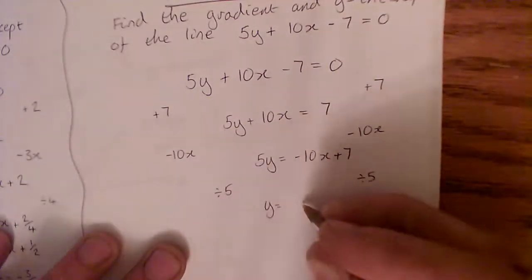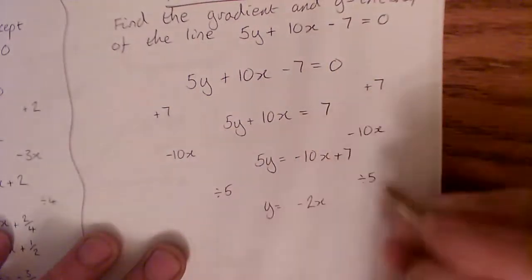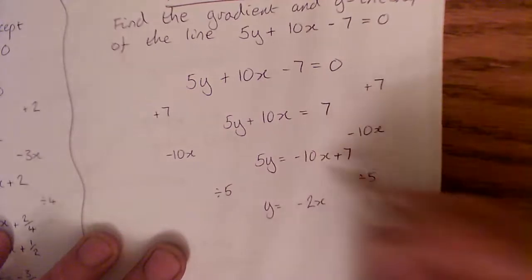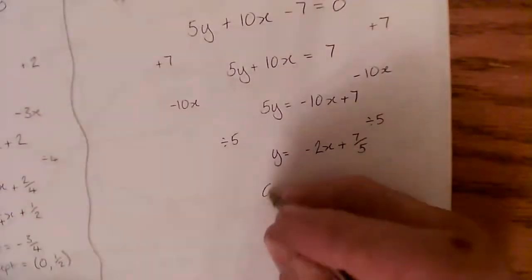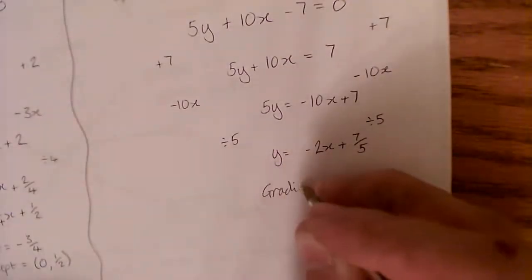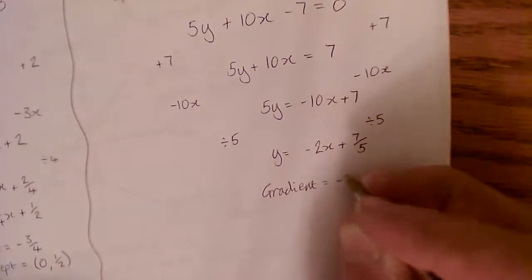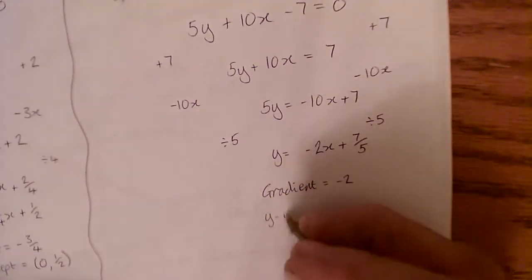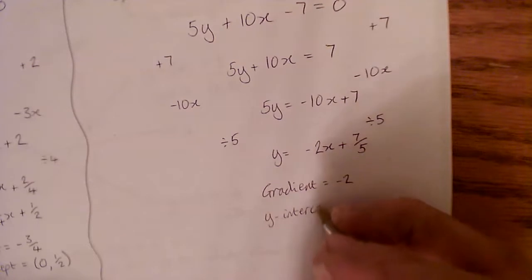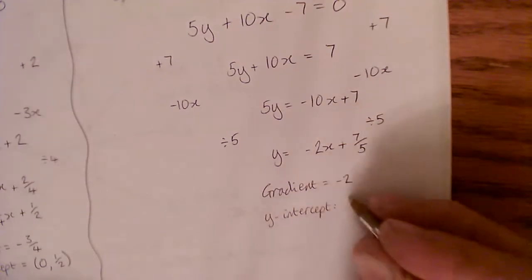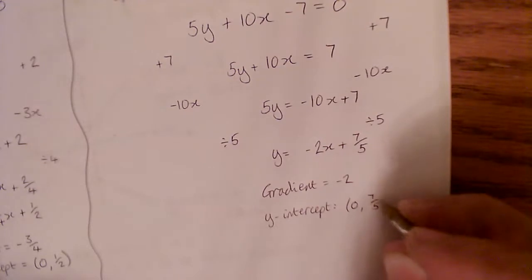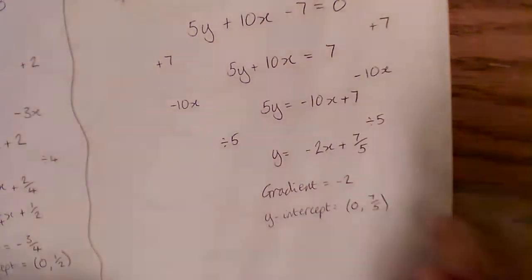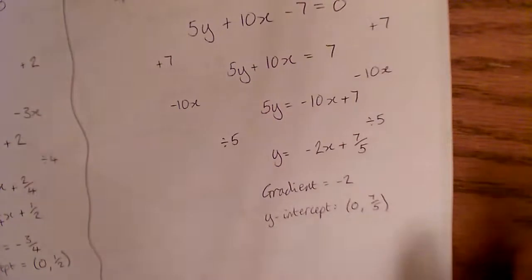So y equals minus 2x. And I'm doing that all in one step this time. 10 divided by 5, easy enough. Plus 7 over 5. Reading off, we have the gradient equals minus 2, and our y-intercept. What's our y-intercept? Our y-intercept is 0 along, 7 over 5 up, and there's your answer. So hopefully that matches up with what you've got.